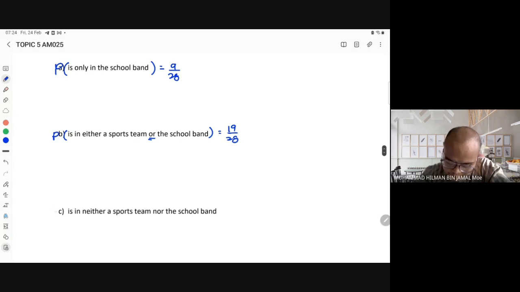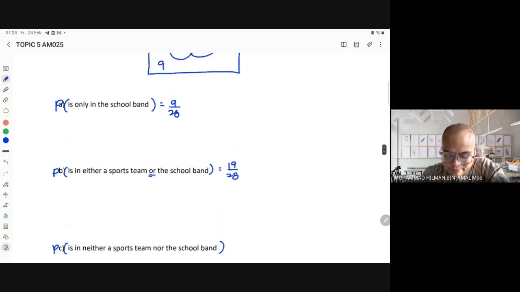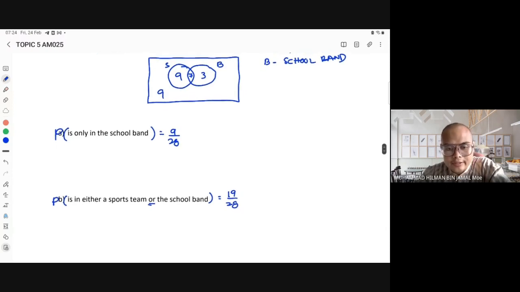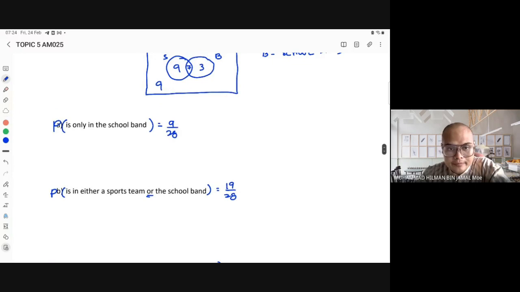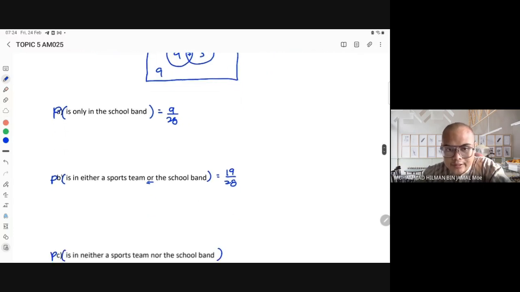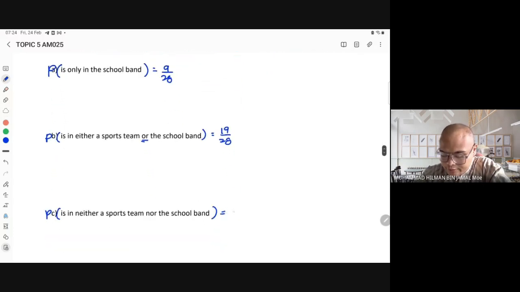Okay, and then last one, probability of is in neither the sports team nor the school band. So maksudnya dia tak masuk school band and dia tak masuk dalam sports team. Okay, so ni pun kita dah buat dalam Venn diagram. So you just state the answer lah. So the answer will be 9/28.